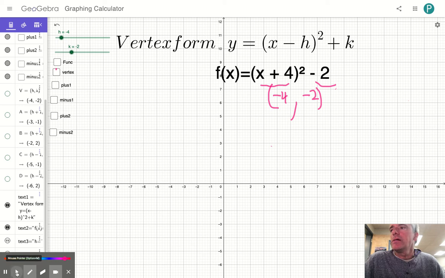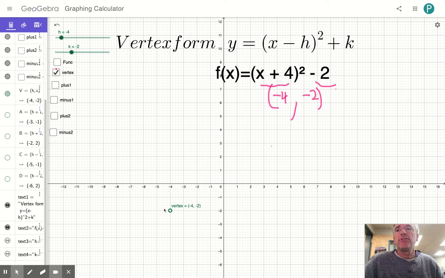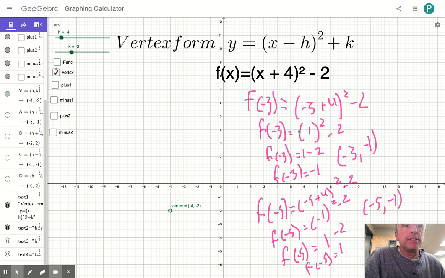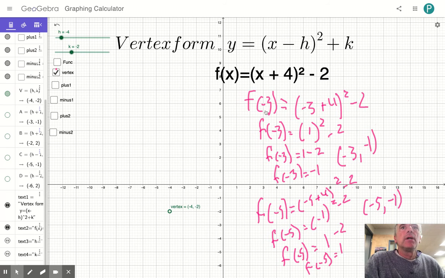Okay, and I can go ahead and graph those, my vertex point there, and so that's that point right there, -4, -2. Now I'm going to plug in a value that's one greater than my x value, so I'm going to plug in -3. All right, so I went ahead and plugged in both values that are 1 away from -4. So I've got my vertex is at -4, so I plugged in -3, and -3 plus 4 is 1. 1 squared is 1, minus 2 is -1. So that's the point, -3, -1. So that's that point right there.